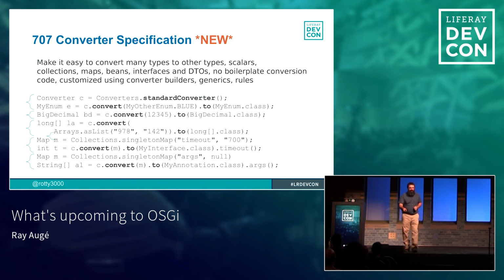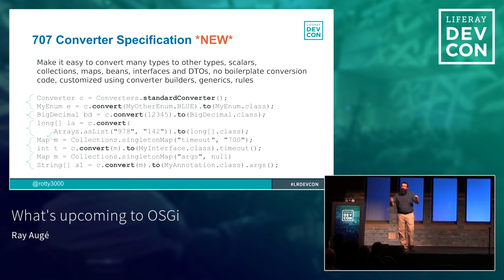Last but not least is the converter specification. We're always converting data from one type to another. We're reading parameters and then casting, trying to convert this parameter into a long or an array of longs. And the converter API standardizes a bunch of those conversions, and you just use it. Or if you're looking for something that's slightly non-standard, you can create your own rules to go off of what the standard is. So you can build your own converter instances, and then here's a bunch of examples.